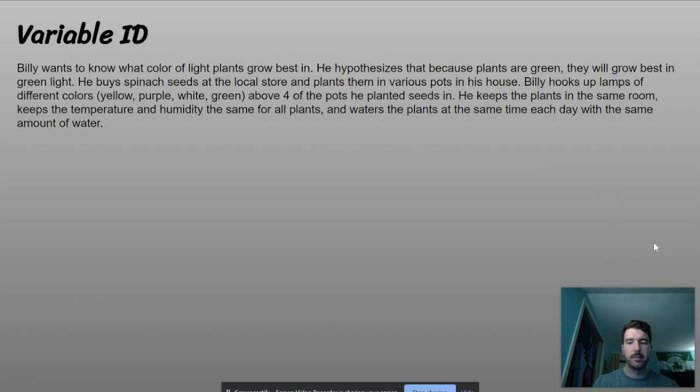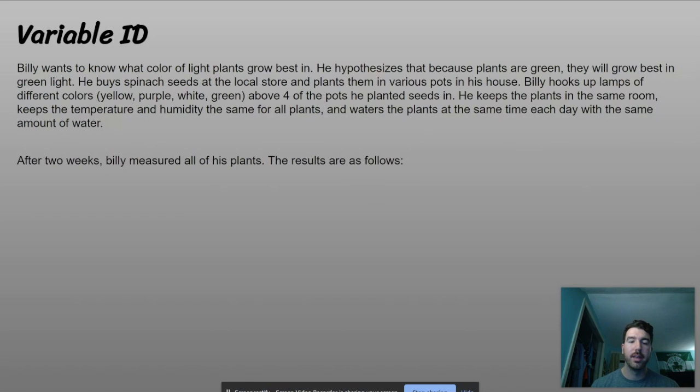All right. So in this scenario, Billy wants to know what color of light plants grow best in. He hypothesizes that because plants are green, they will grow best in green light. He buys spinach seeds at the local store and plants them in various pots in his house. Billy hooks up lamps of different colors, yellow, purple, white, and green, above 4 of the pots he planted seeds in. He keeps the plants in the same room, keeps the temperature and humidity the same for all the plants, and waters the plants at the same time each day with the same amount of water.